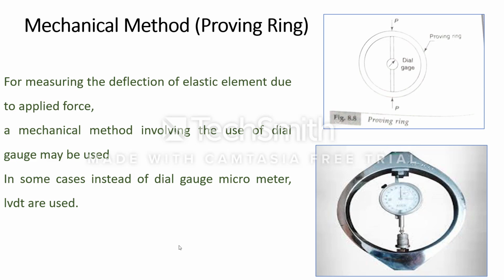Next, the last point in your syllabus, that is the mechanical method or proving rings. The proving ring is also known as an elastic ring, which is circular in shape. This is the figure of a proving ring, which is in circular manner. The two ends are connected by a dial gauge. In some cases, it can be connected by using an LVDT. These are the external ring, and these are the inner rings.